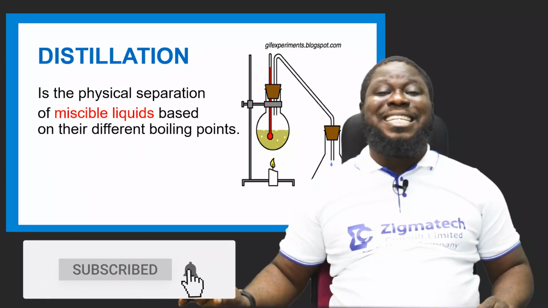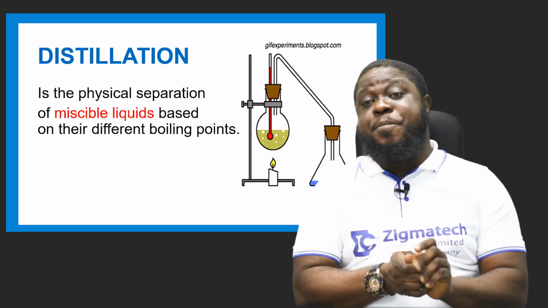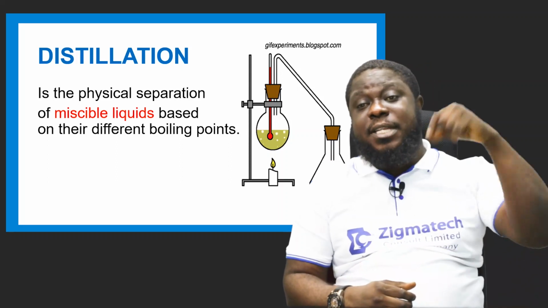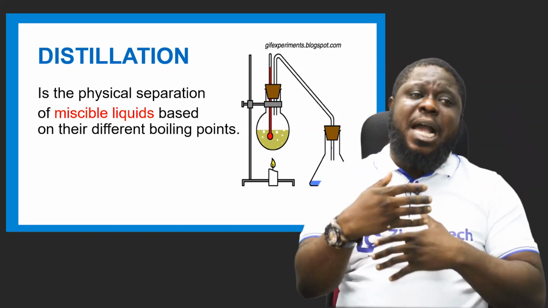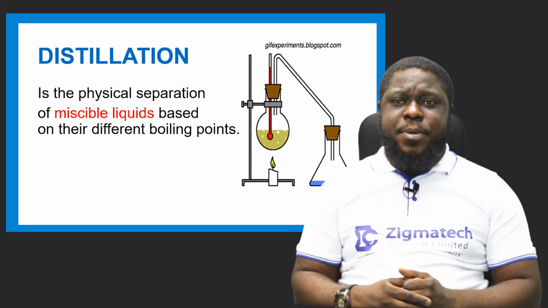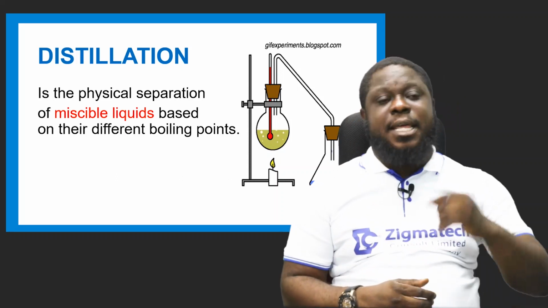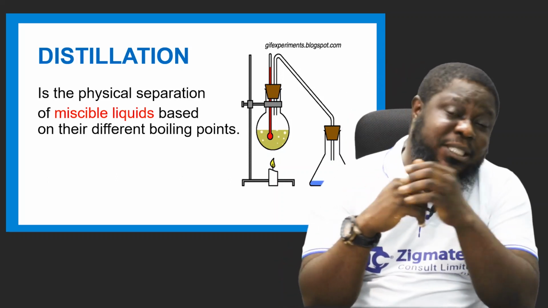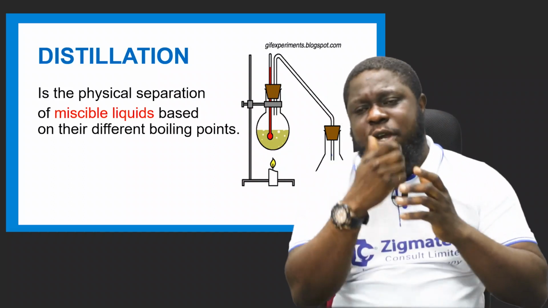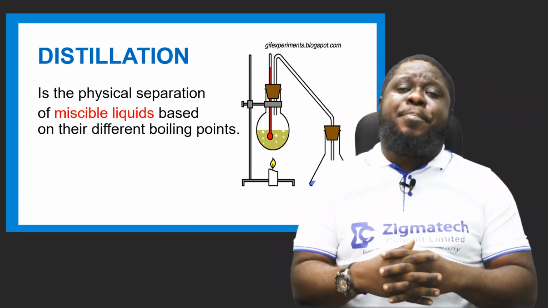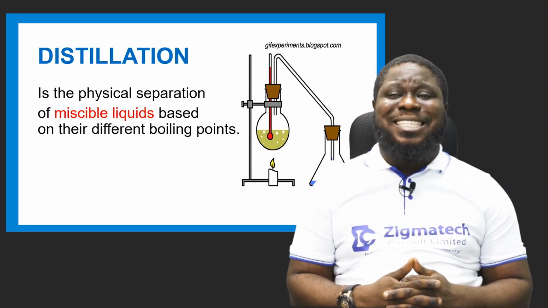Now the next one is distillation. Distillation is the physical separation of miscible liquids based on their different boiling points. Miscible liquids are liquids that can mix. An example is ethanol and water. Ethanol has a boiling point of 70 degrees centigrade, while water has a boiling point of 100 degrees centigrade. So if both of them are mixed together, for you to separate them, it is by distillation.